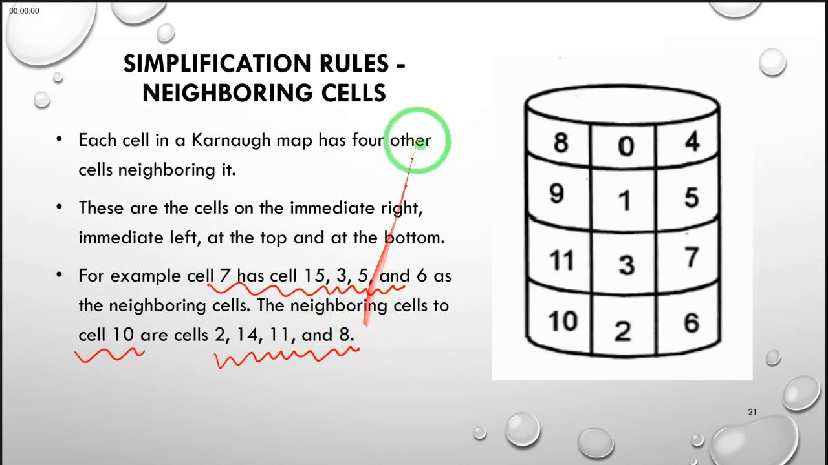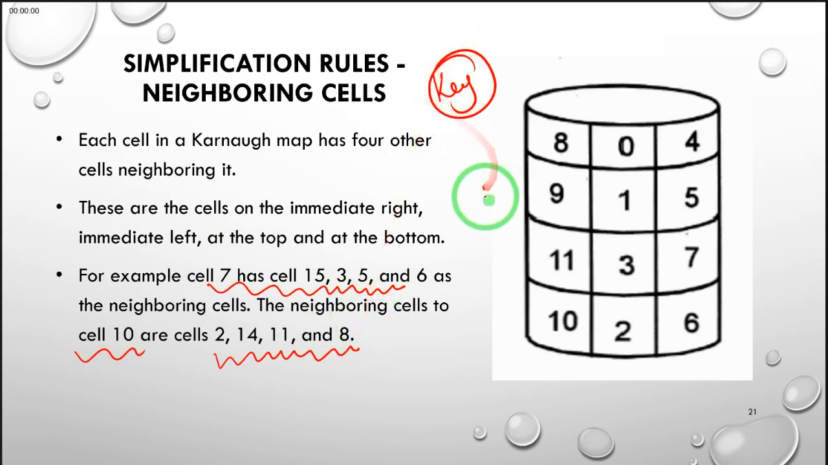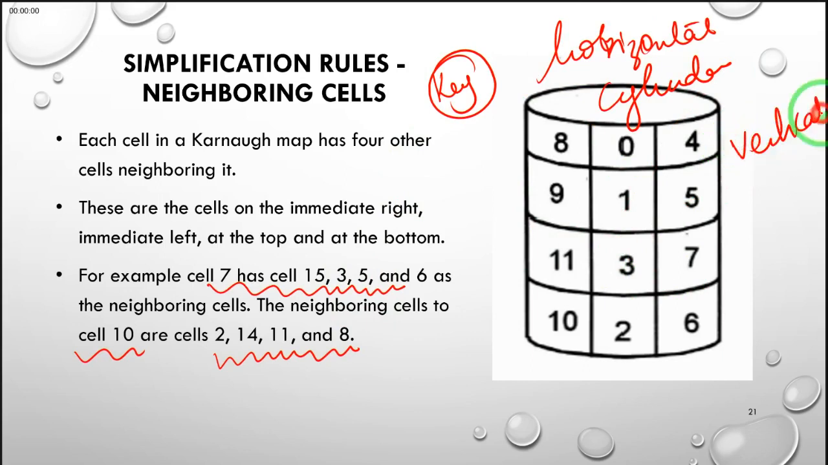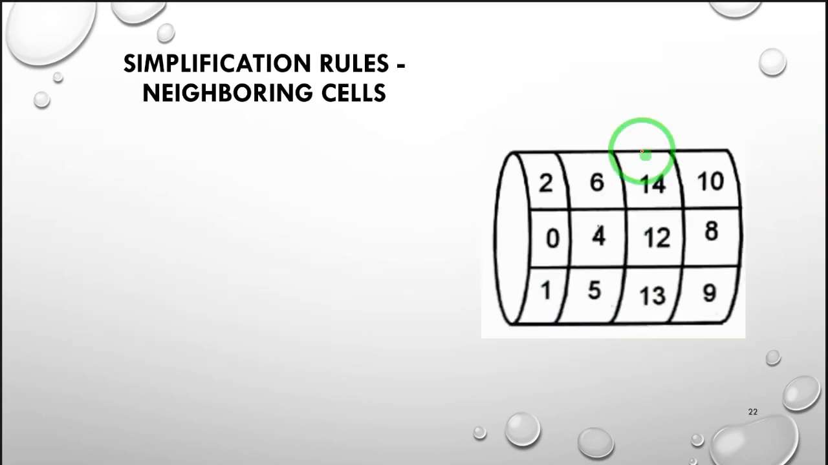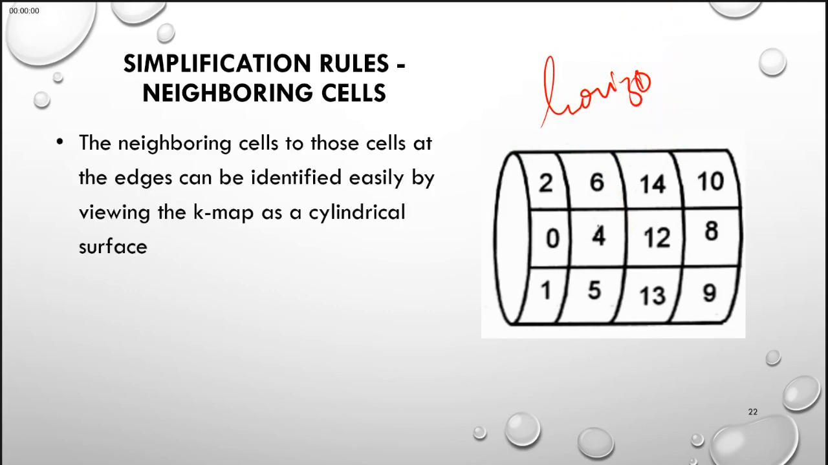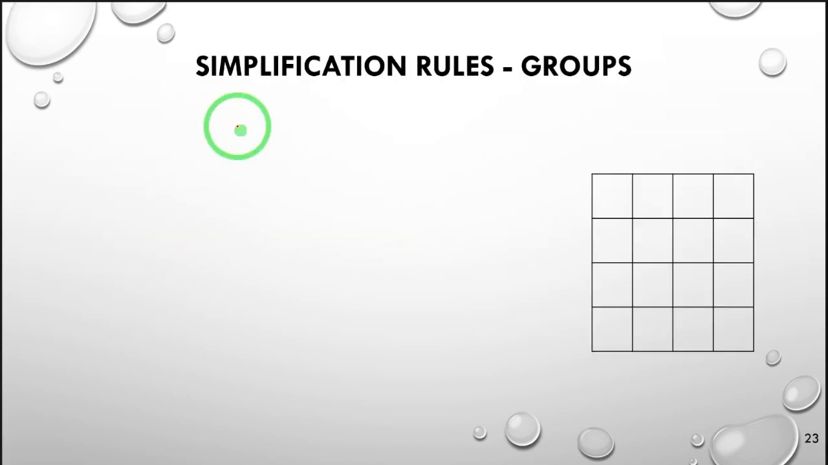The key idea here is that you can consider the cells on the edges. You can form a horizontal cylinder or a vertical cylinder. And therefore, for the ones that are on the edges, when you form the cylinder, what touches them becomes their neighbor. So as you can see, here we have a horizontal cylinder that we can use to illustrate that neighborhood. The neighboring cells to those at the edges are identified easily by viewing the K-map as a cylindrical surface. So that is the point that I have quite belabored.